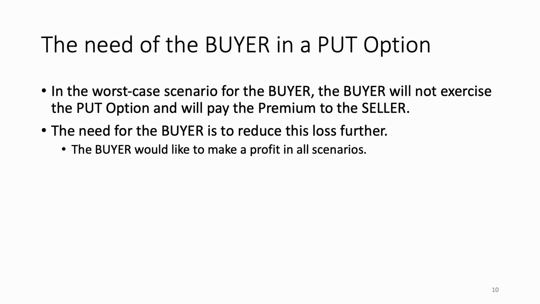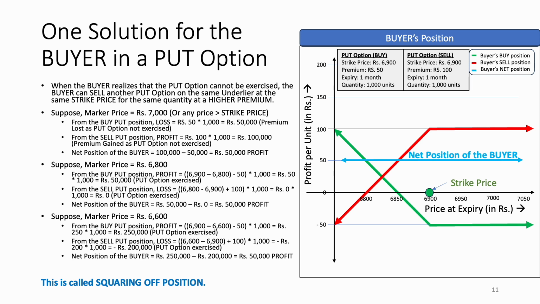Similar to the call option situation, we want to minimize the loss which can happen to the buyer, and we would want to see whether we can make a profit from this scenario. So here again, we have a strategy similar to the call option. Here the buyer has bought a put option. Let's call our buyer A. So A buys a put option. This is the purchase A has made at a strike price of 6,900, premium of 50 rupees, expiry of 1 month and 1,000 units.